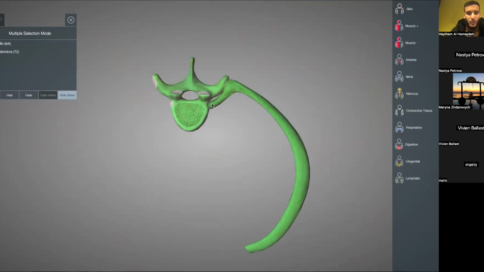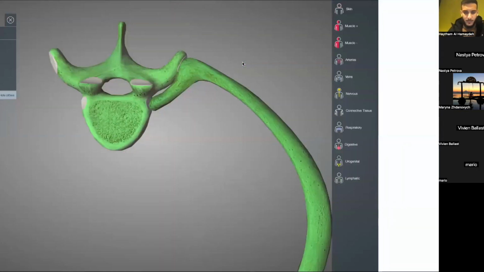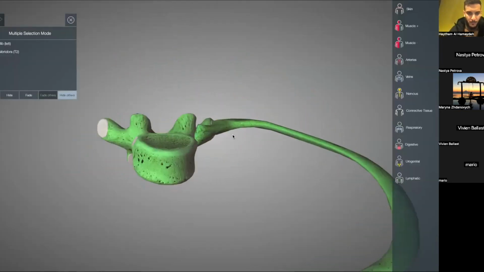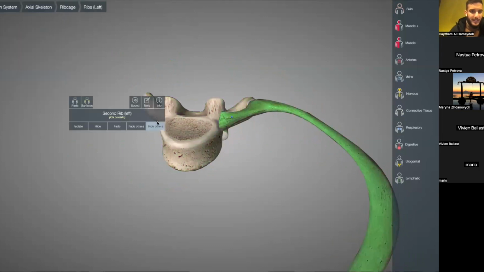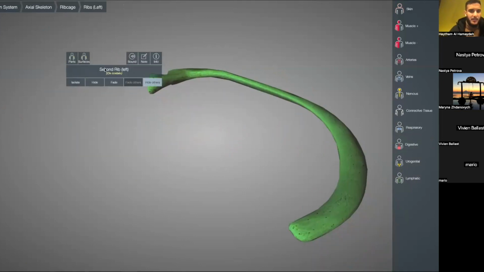Costovertebral, between head of rib and body of vertebrae, and costotransverse. Costovertebral, costotransverse. Okay. Now, to explain costovertebral, we have to understand something. Look, if I select this and I hide everything else, and I say, give me the parts.